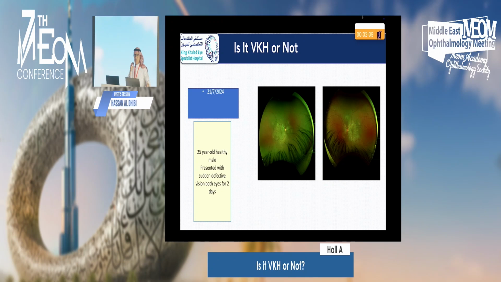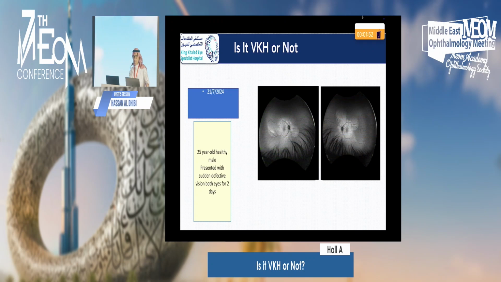So our first thing is to go deeper into the history. The patient has headache, with no history of fever or tinnitus. At this stage, we put our presumptive diagnosis as VKH and worked on that. The patient was admitted, and this is his autofluorescence. As you see, there are areas of hyper-autofluorescence corresponding to the areas of exudative retinal detachment.